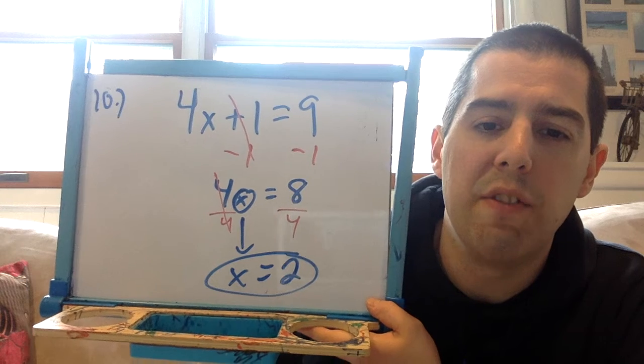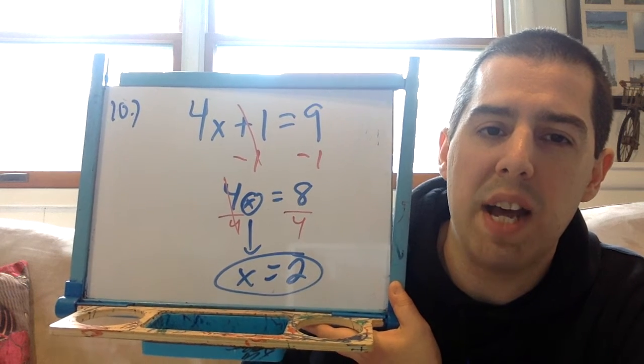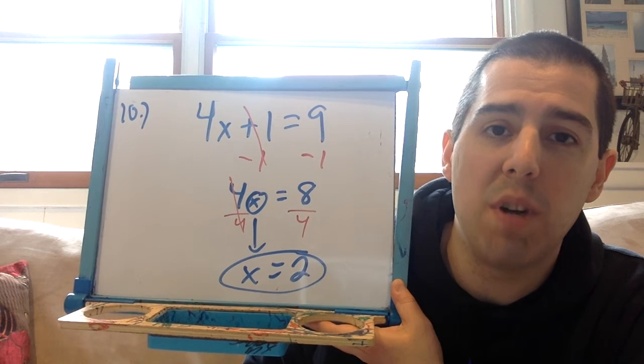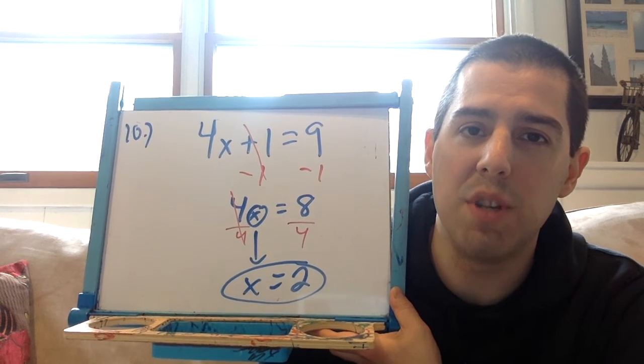Number 10, 4x plus 1 equals 9. Subtract 1 on both sides. You'll be left with 4x equals 8. Divide by 4 on both sides. X equals 2 is the solution for number 10.